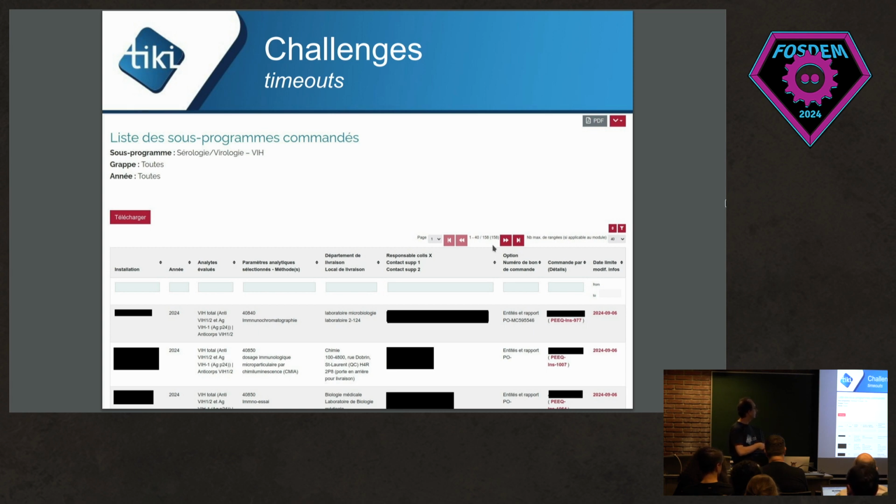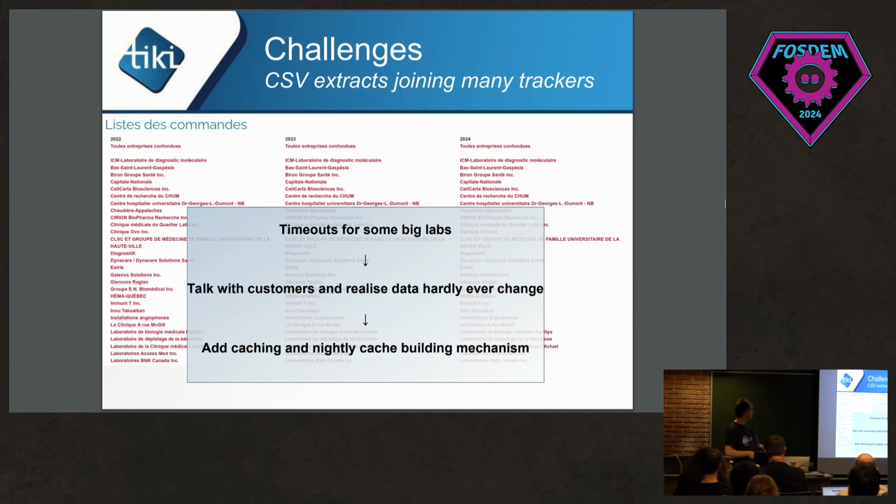And I'll talk about the CSV extract here. That was another issue we had. Every link here generates a CSV file, which again gets data from plenty of trackers. So for the big labs, we did have some timeouts, and we were about to do the same thing, you know, rewrite and optimize the TPL, etc.